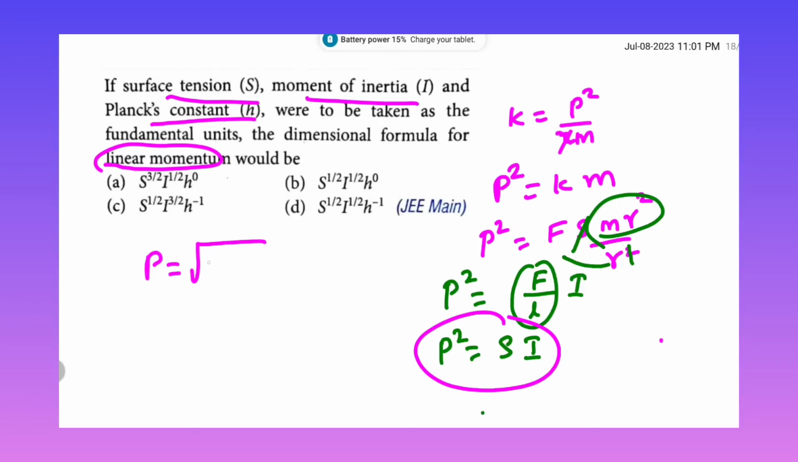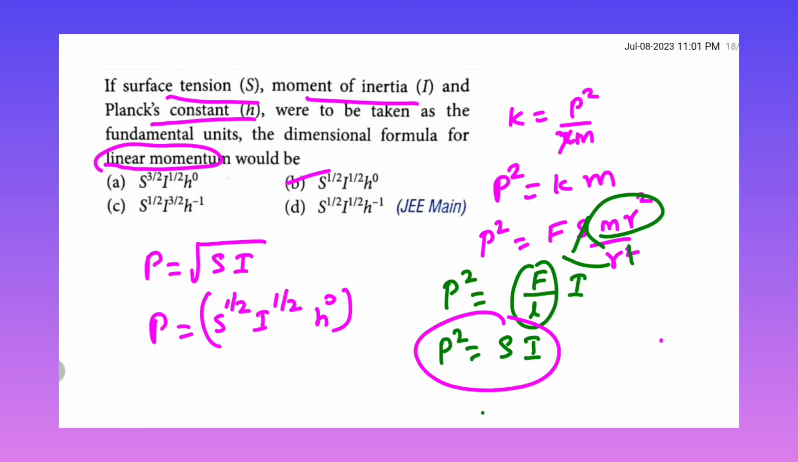So with this it is understood that momentum is the square root of S I, which is S power of 1 by 2 and moment of inertia power of 1 by 2. As h is not present, you can take h as 0. Therefore your option is B. Thank you.